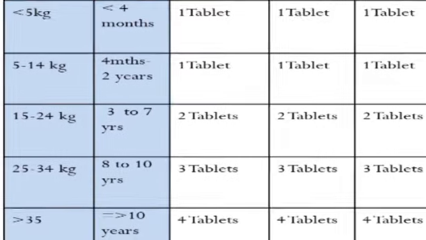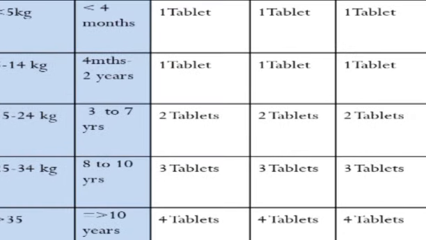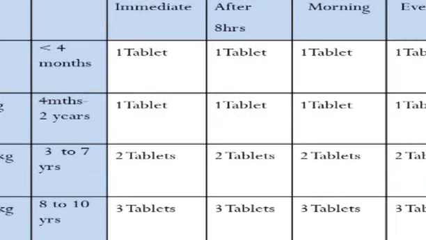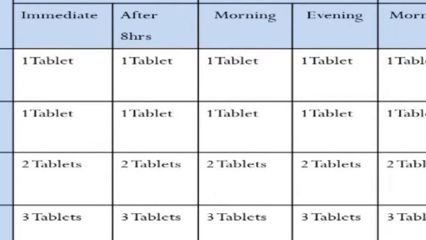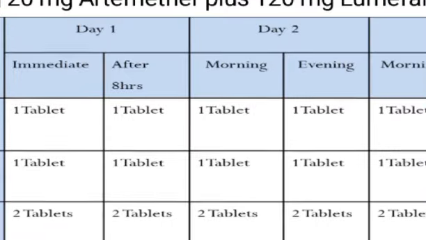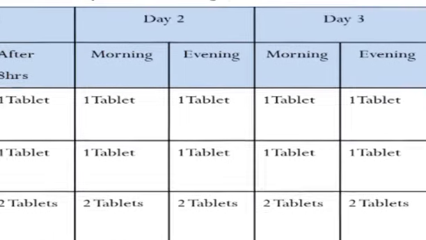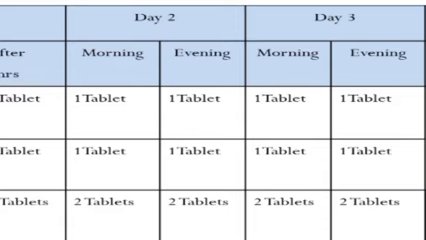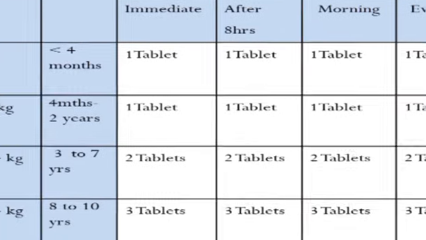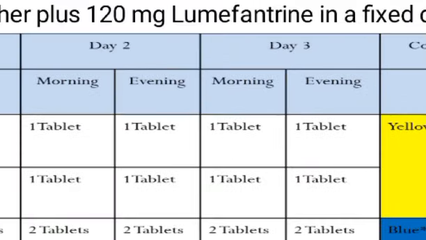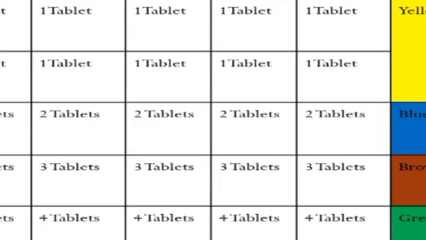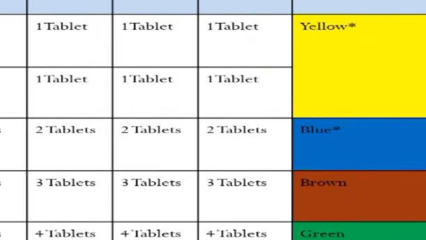Weight 25 up to 34 kg, age 8 years to 10 years. Immediate 3 tablets. Day 1 morning 3 tablets, evening 3 tablets. Day 2 morning 3 tablets, evening 3 tablets. Day 3 morning 3 tablets, evening 3 tablets. Color code brown.